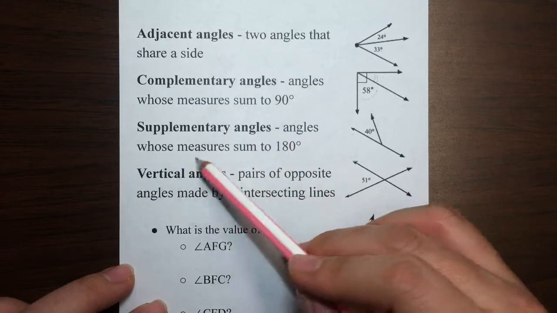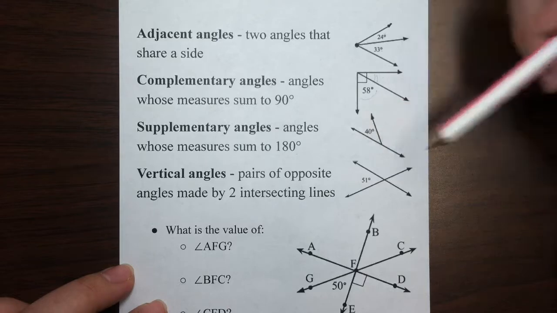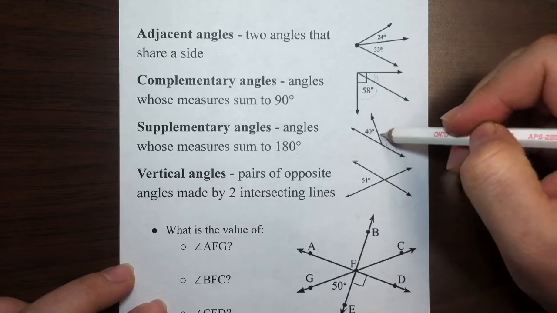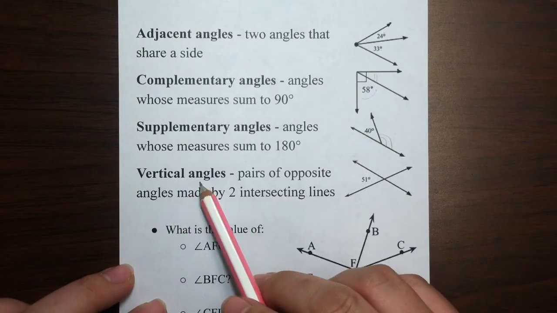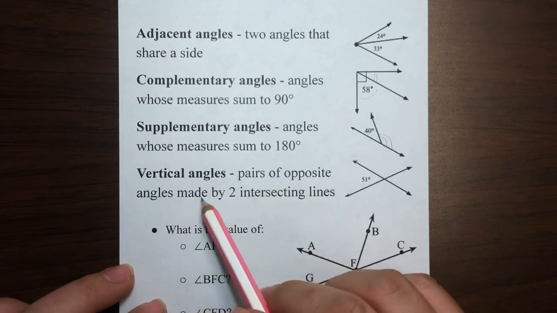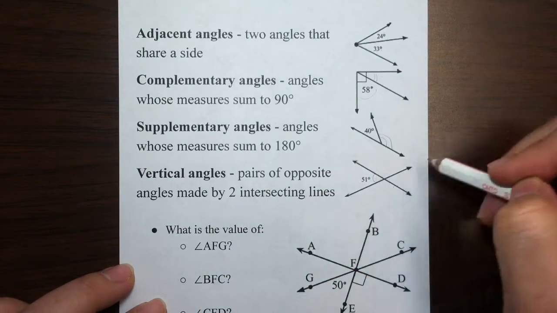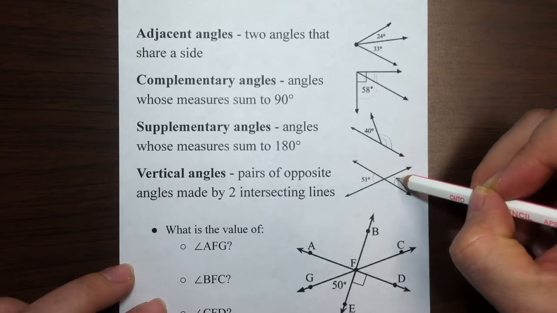Supplementary angles are angles whose measures sum to 180 degrees. If I have a straight line, that's 180 degrees. So 40 degrees plus its supplement make 180. And vertical angles are pairs of opposite angles made by two intersecting lines. So for example, this 51 degree angle will have a congruent angle at its vertical angle.